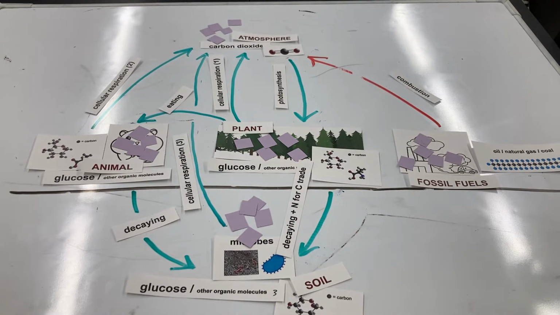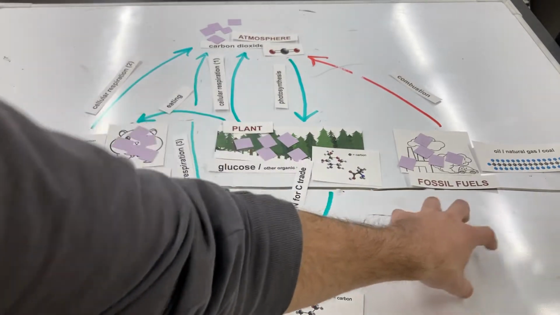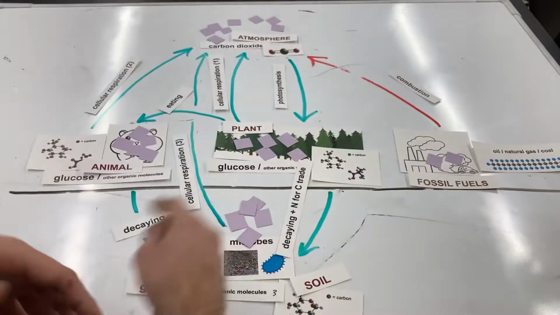So the first question is, how does burning fossil fuels contribute to climate change? Here we have carbon in the form of fossil fuels. They're normally in the ground, but when we burn them through combustion, we are putting more carbon in the form of carbon dioxide into the atmosphere.